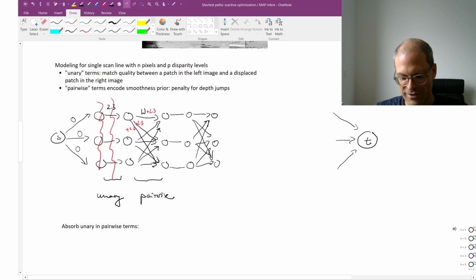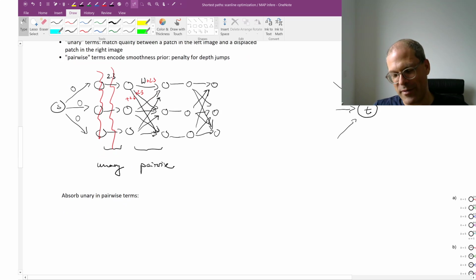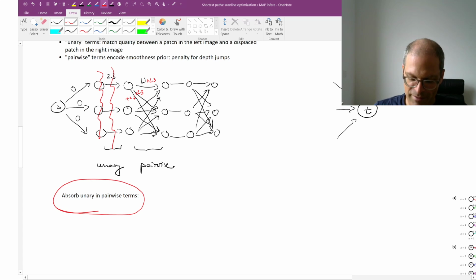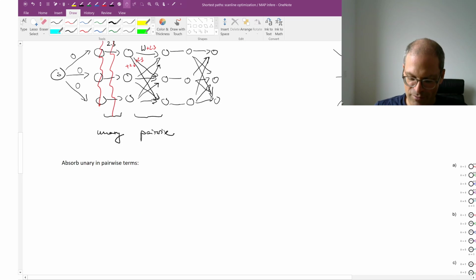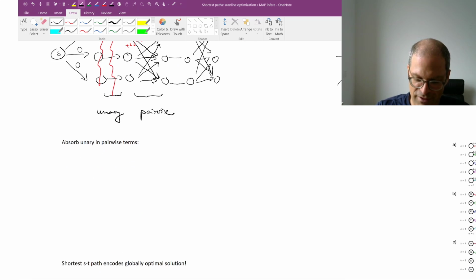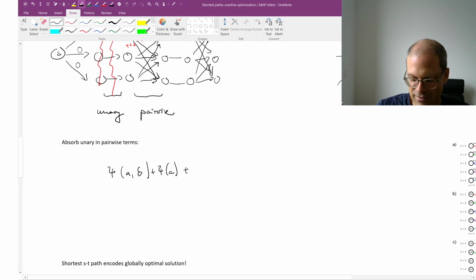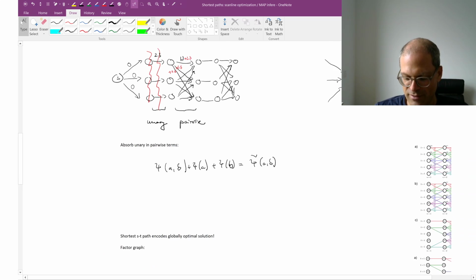And that's of course what you would do in real life, since it will make your graph smaller and simpler. So that's what I mean by saying that you can always absorb a unary in a pairwise term. So if I have some pairwise term depending on states A and B, or states at, let's say, 2 times A and B, plus a unary, you can always say, all right, I have some psi tilde where this unary term has been absorbed.